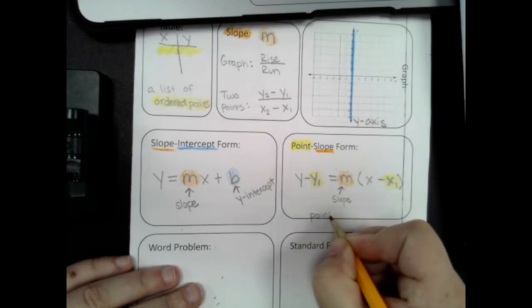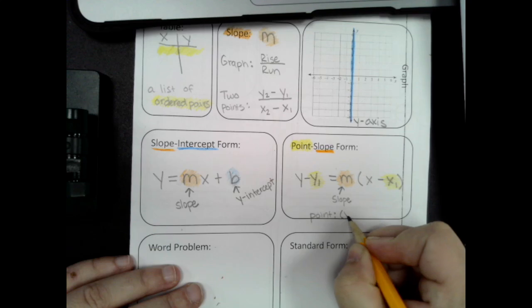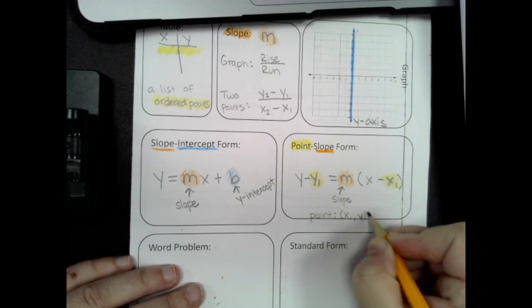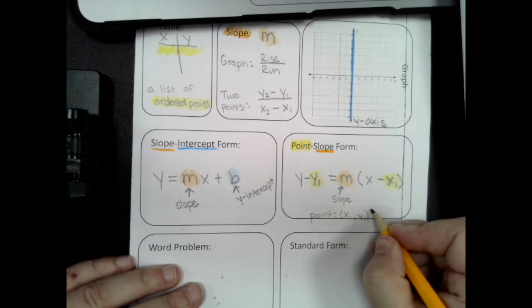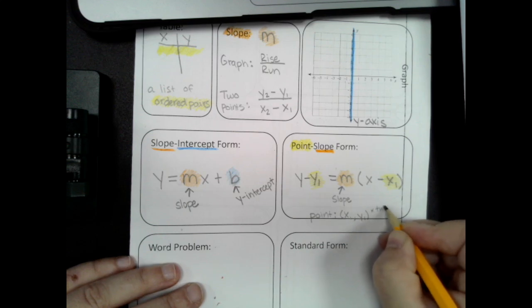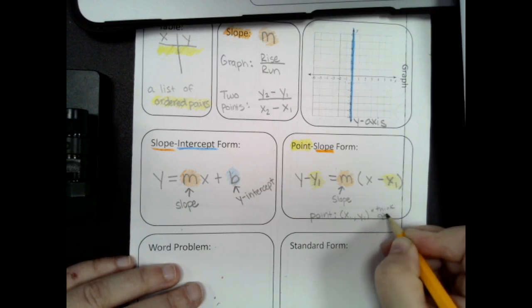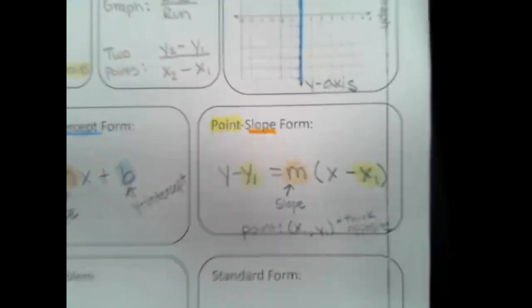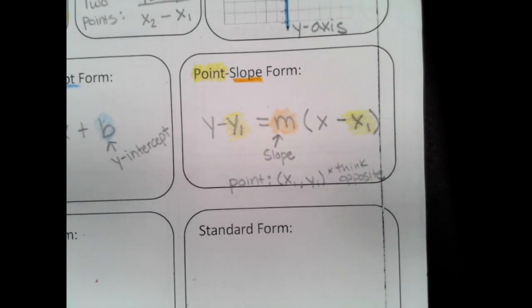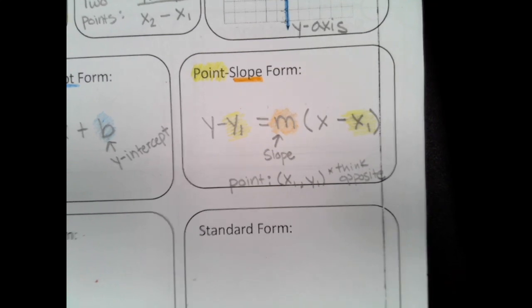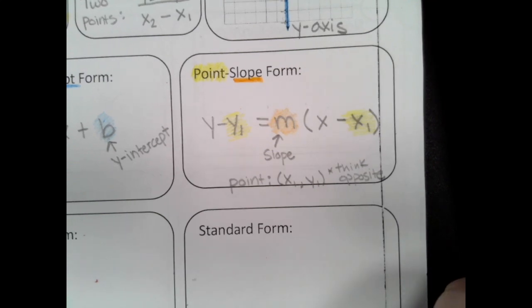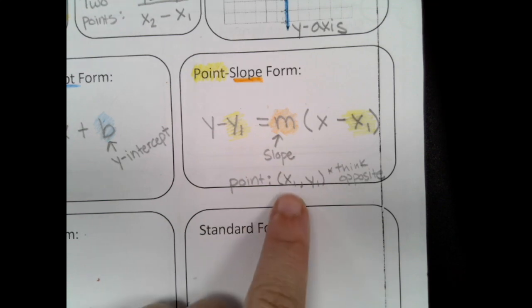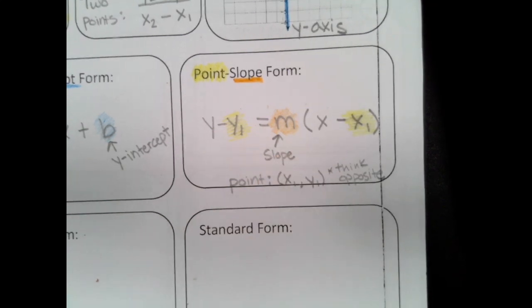And remember with our point, that's kind of the goofy one where we're going to think opposite. So this is the only place where we're going to think opposite. So if it's a positive, we're actually going to write it as a minus. If it's a plus, we're actually going to write it as a negative. Okay, and that's only with the point. The slope, if the slope is positive, it's positive. If the slope is negative, it's negative. That stays the same.